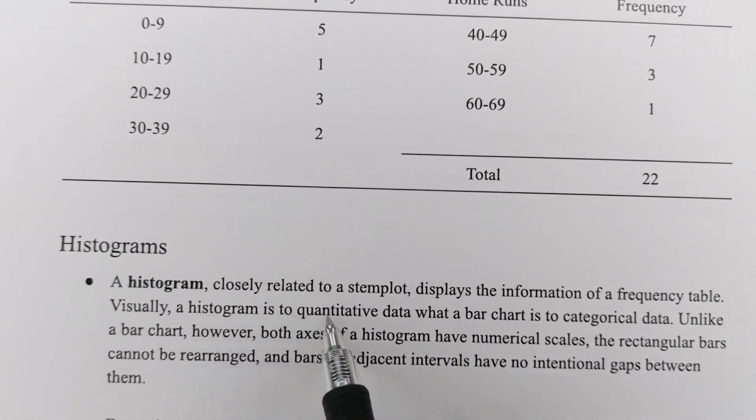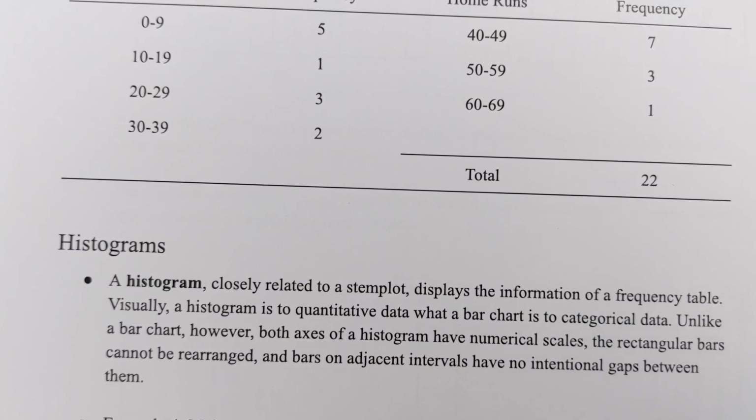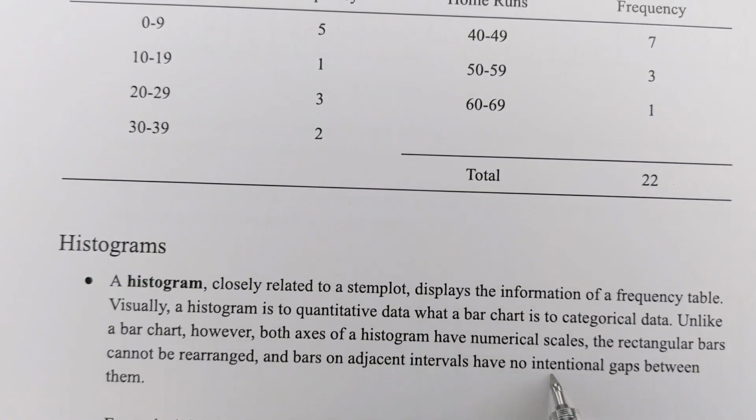All right, a histogram is related to a stem plot and displays the information in a frequency table. Visually, a histogram is to quantitative data what the bar chart is to categorical data. Unlike the bar chart, though, axes in the histogram have numerical scales. The bars cannot be rearranged because you're counting. You can't move 2-door cars in front of 3-door cars to change the order of the categories. Bars on adjacent intervals have no intentional gap.